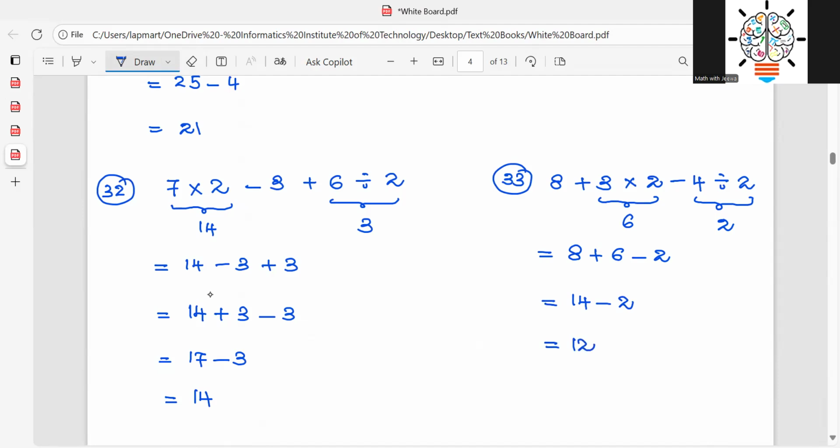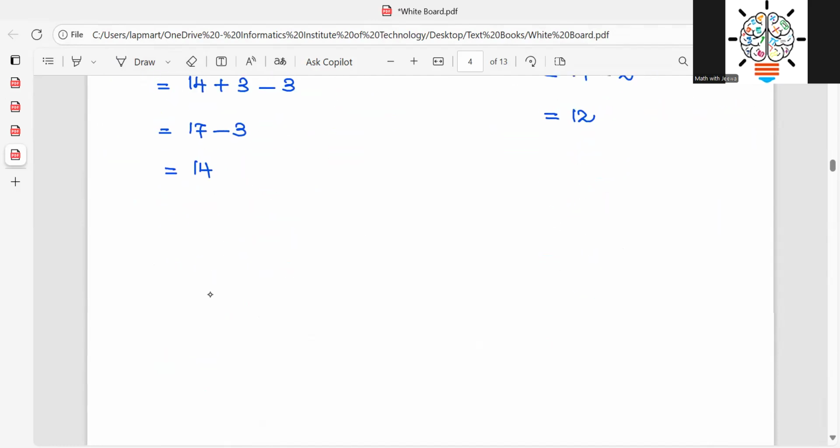Okay. But always before moving to the next question, I double check, children. So 32, I couldn't double check. 6 divided by 2, 3. 14 minus 3, 14 plus 3, 17, 17 minus 3, 14. 4 divided by 2, 2, 3 times 2, 6. Yeah, it is correct. So then I'm moving to question number 34.